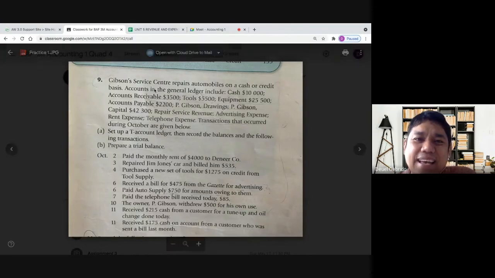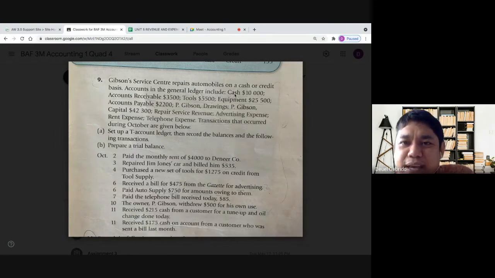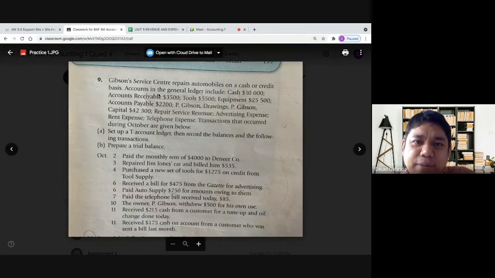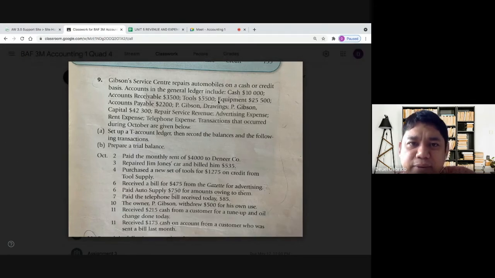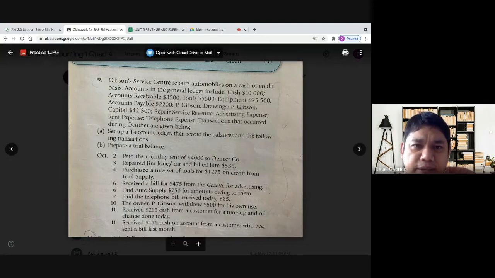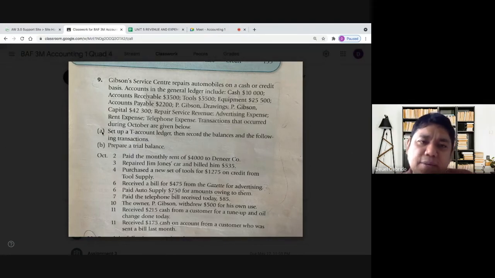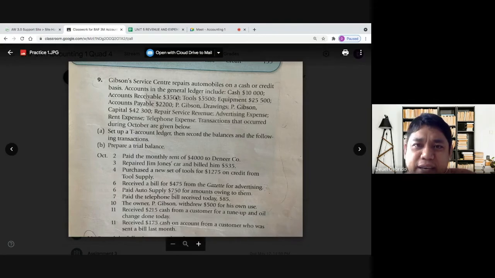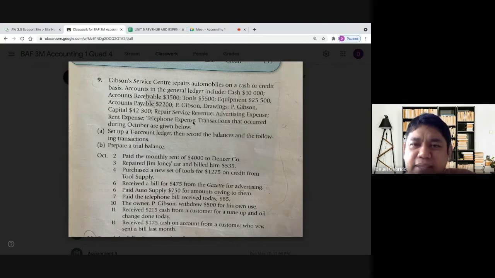All right. Accounts in the general ledger include, okay, look at this one. There is a beginning balance for cash, 10,000. Accounts receivable, 3,500. Tools, equipment, and so on and so forth. Transactions that occurred during October are given below. So what's the requirement? A, set up a T account ledger, then record the balances and the following transactions. So if I ask you guys, how many T accounts are you making, based on the given, up to telephone expense? Can you count for me?